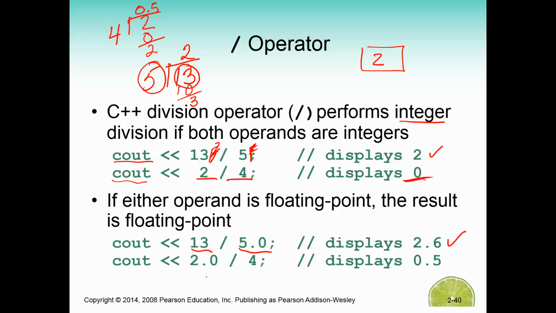The same thing if comparing this to cout. I have 2 divided by 4. These are integers, and these are now, the first one is going to be a floating point number, and this is an integer. So it's going to display 0.5 instead of a 0.